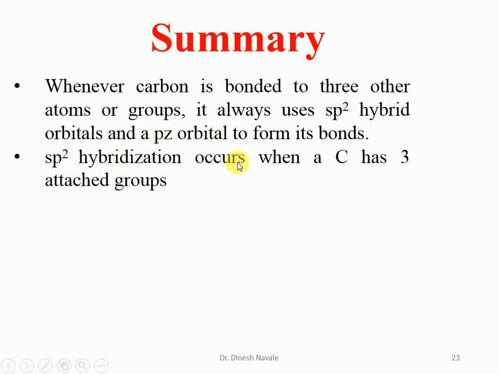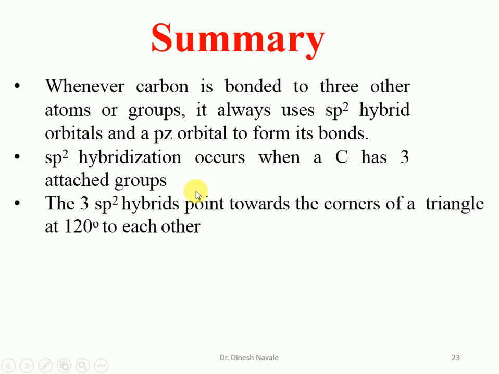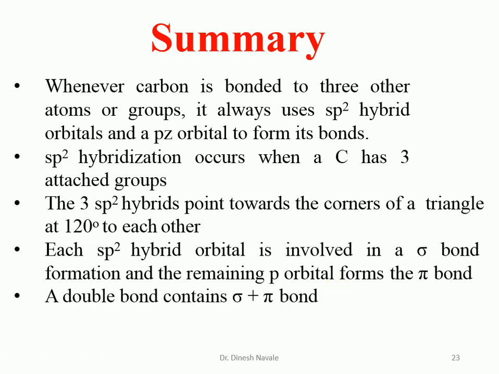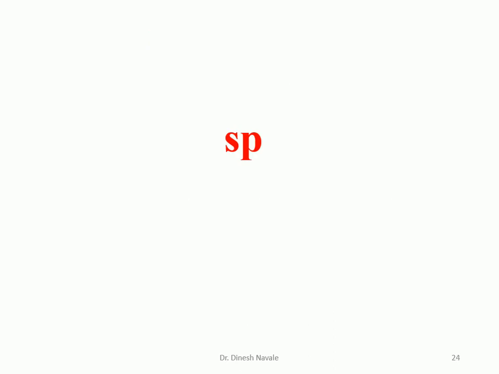sp2 hybridization occurs when a carbon has 3 attached groups. The 3 sp2 hybridized orbitals point toward the corners of a triangle at 120 degrees to each other, making the geometry trigonal planar. Each sp2 hybridized orbital is involved in a sigma bond formation and the remaining p orbital forms the pi bond. A double bond contains one sigma as well as one pi bond.